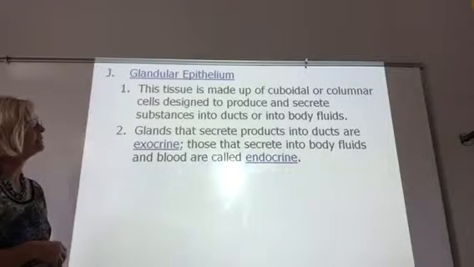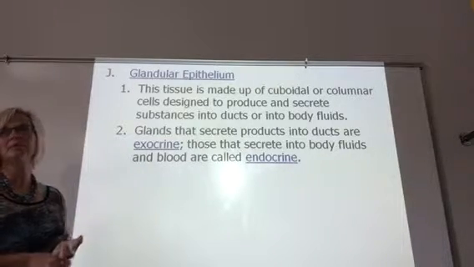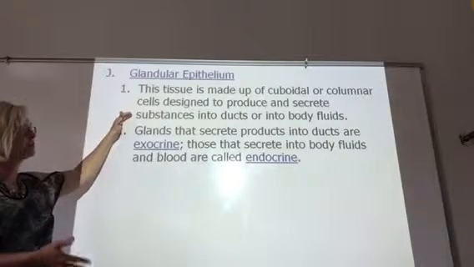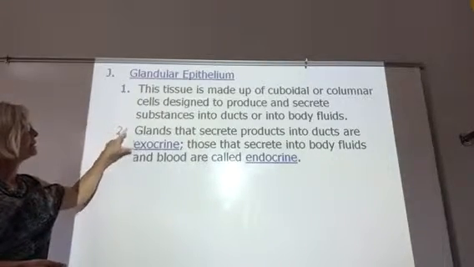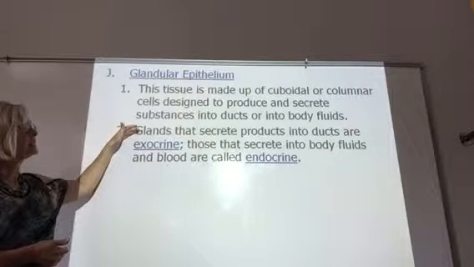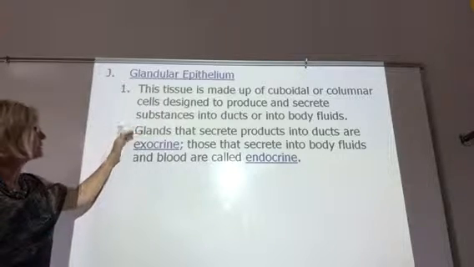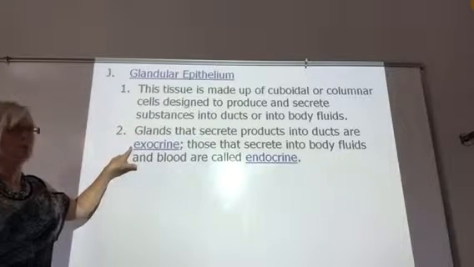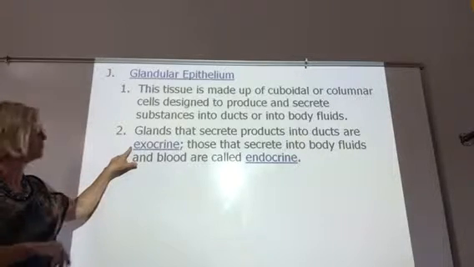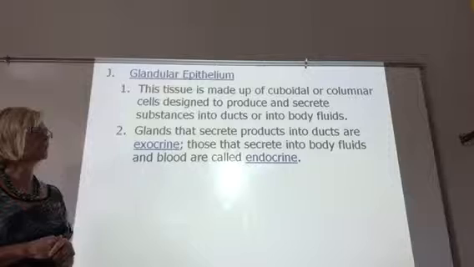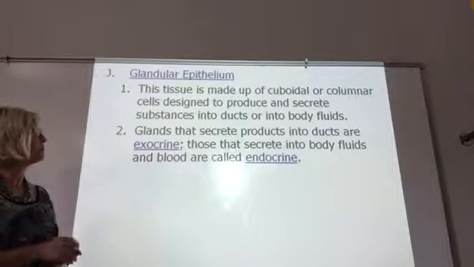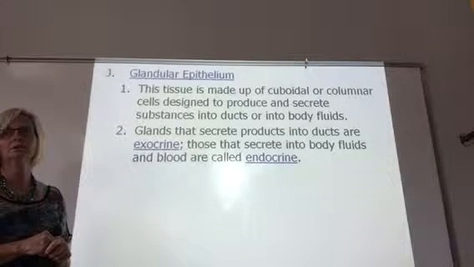Glandular epithelial, typically cuboidal, probably even more so columnar. They're designed to secrete something. Here, circle, make sure you highlight this one. Glands that secrete into a duct are called exocrine. So when they release something, it's going to go through ductwork. It's going to go through a duct. Those that secrete directly into body fluids, so they don't have ductwork, are called endocrine.